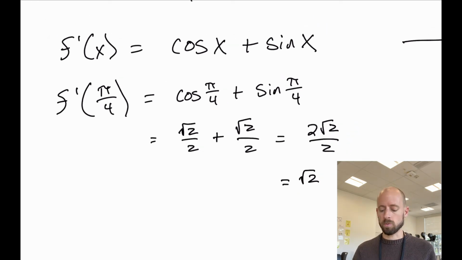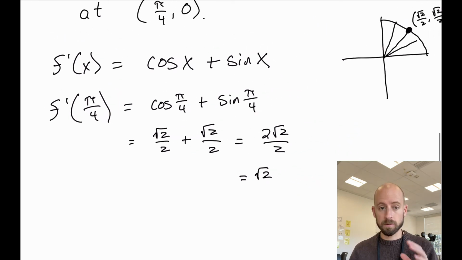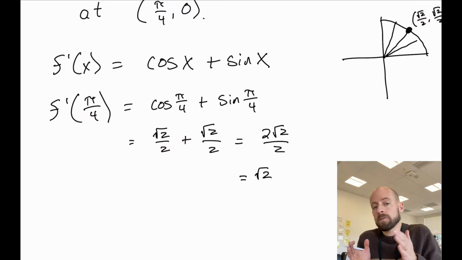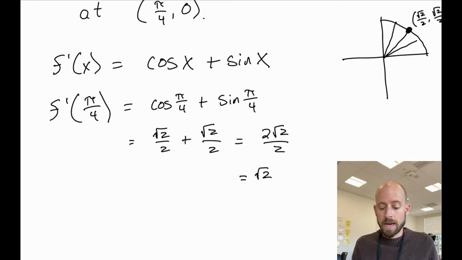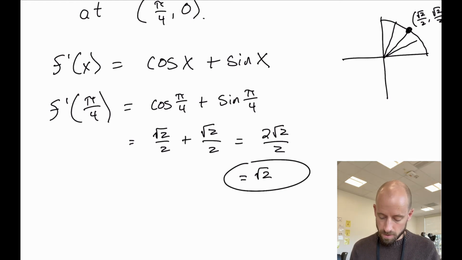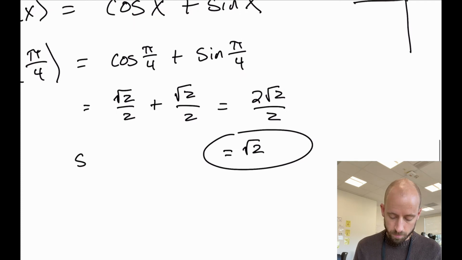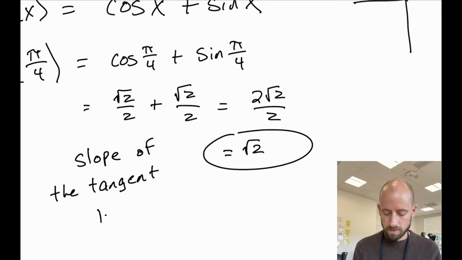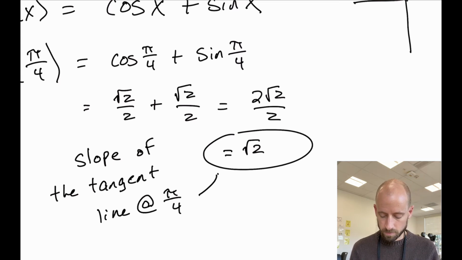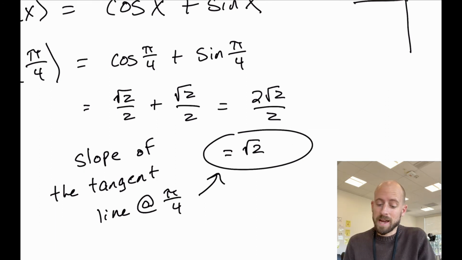So what did I just do? I found the derivative. The derivative is the slope. I found the derivative at pi over 4, which tells me my slope at pi over 4. So this answer right here is the slope of the tangent line at pi over 4. That's what that is. Okay? Great. So I have the slope, but I need a little bit more than that to write an equation of a line, right?